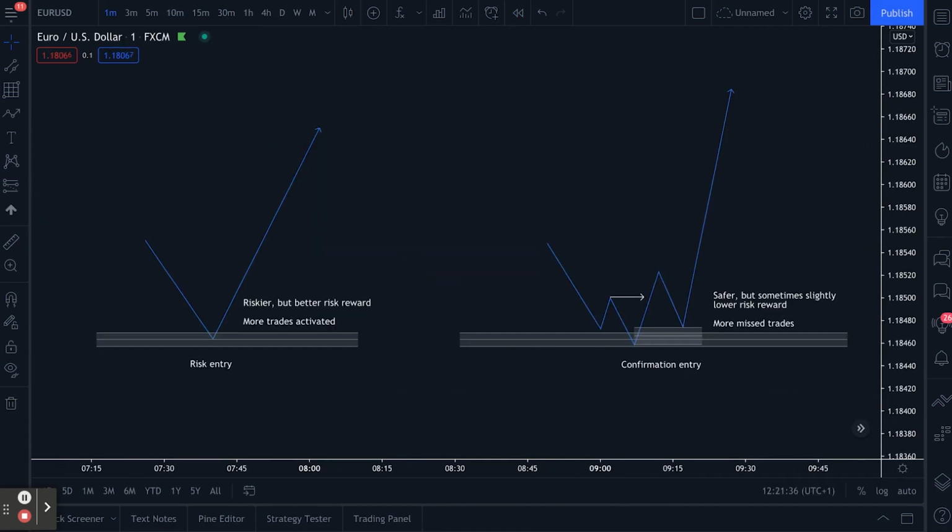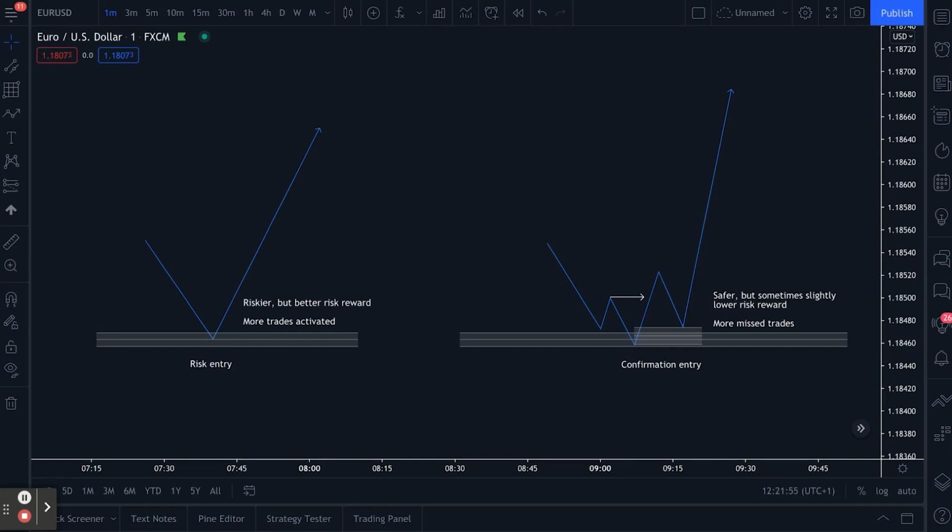A quick breakdown and recap of the entry types. The risk entry is a slightly riskier way to enter trades. It brings you better risk reward, and it's actually going to get you into more trades. The confirmation entry is much, much safer than risk entries, but sometimes the risk reward is going to be ever so slightly lower, and you are going to miss more trades.